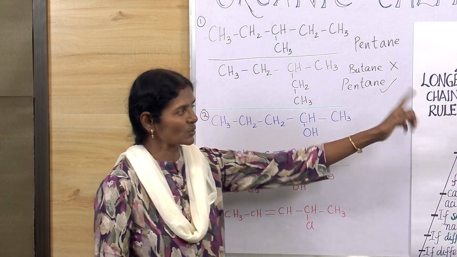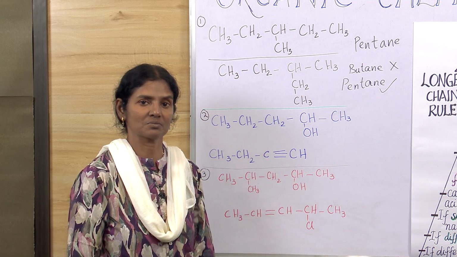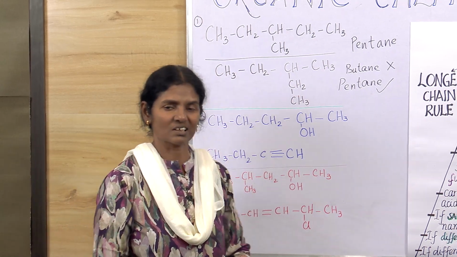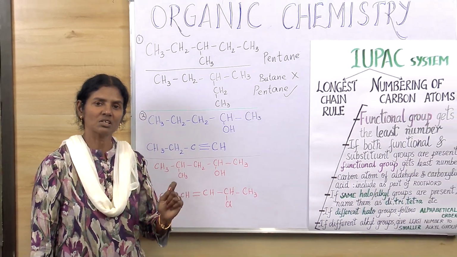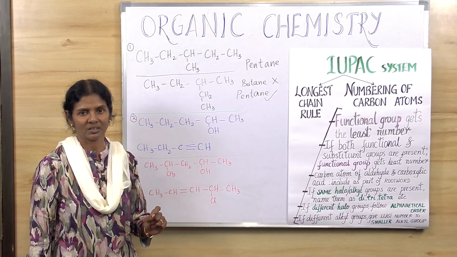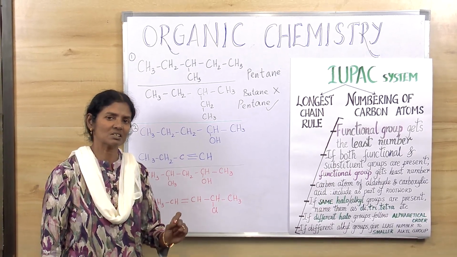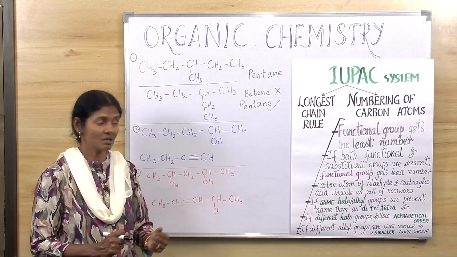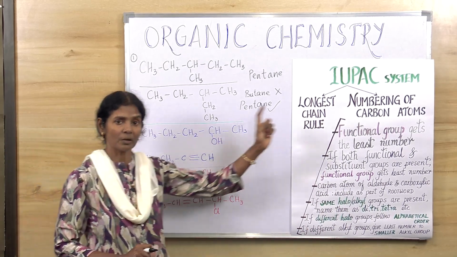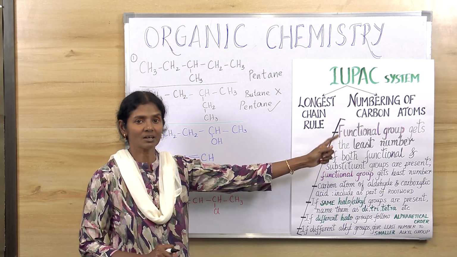Okay, next we go to the numbering of the carbon atoms. When you go in a train or a bus, you book a ticket, you would always be given a seat number. Without a seat number, would you be just asked to get into the compartment? There would be a lot of fights, isn't it? So like that here also, numbering is very important for the carbon atoms.